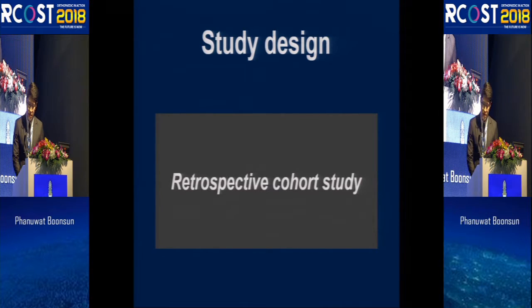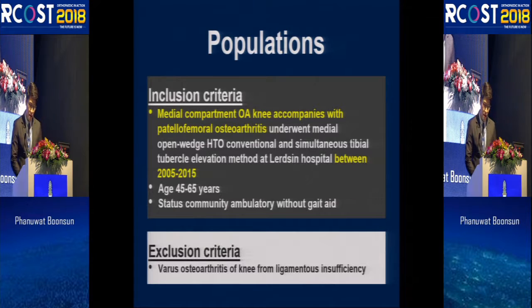This study is a retrospective cohort study. The inclusion criteria are patients with medial compartment osteoarthritis of the knee accompanied with patellofemoral osteoarthritis who underwent medial open-wedge high tibial osteotomy, conventional or with simultaneous tibial tubercle elevation, in our hospital between 2005 and 2015, aged between 45 and 65 years, community ambulatory status, and excluding patients with varus osteoarthritis of the knee from ligament insufficiency.